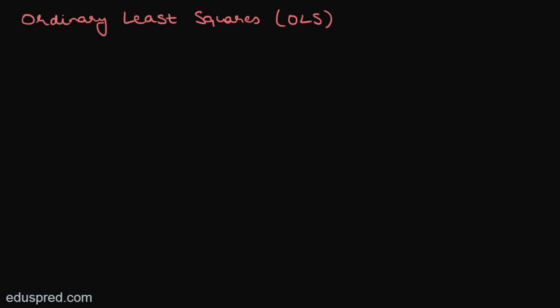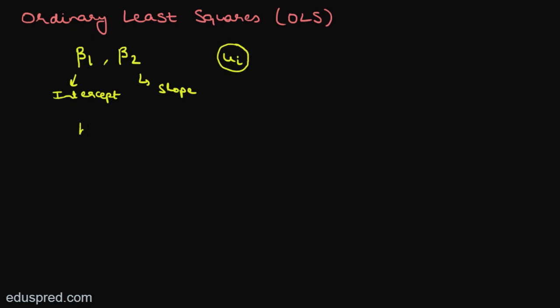According to the notations that I am using, beta 1 and beta 2 are population parameters. This is the intercept and this is the slope. These two are population parameters, and ui is the population error term, and their sample counterparts are b1, b2 and ei. So b1 is the estimator of beta 1 and b2 is the estimator of beta 2, and ei denotes sample residuals.